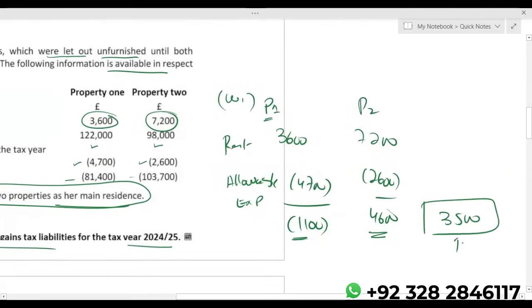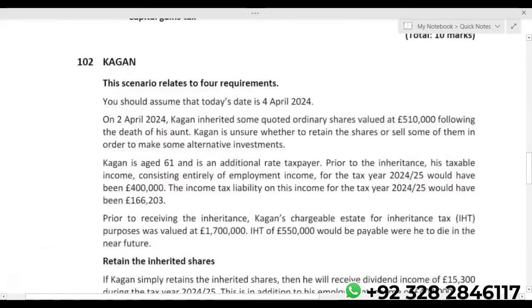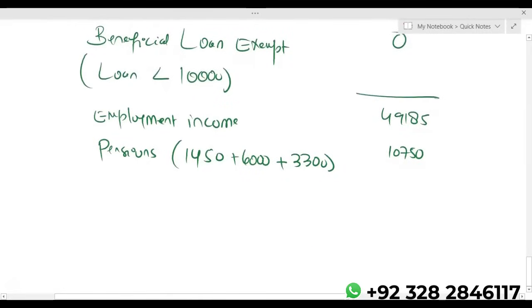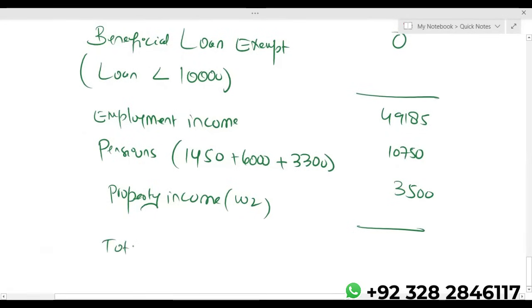Can I say net property income is 3,500, and the property income is also your non-saving income? Property income is also your non-saving income. Working two, 3,500. So we'll get the total income. Students, I'm getting total income 63,435.